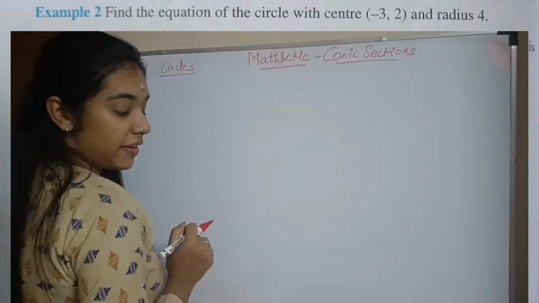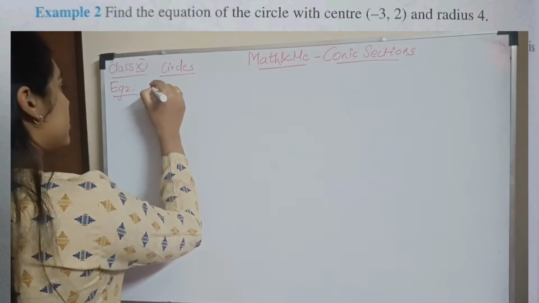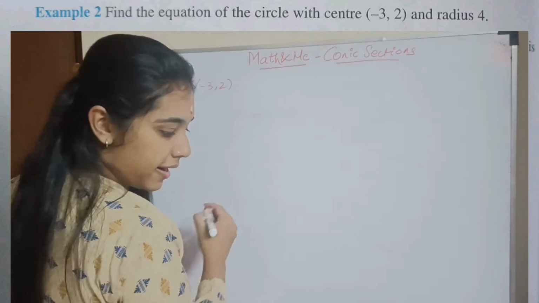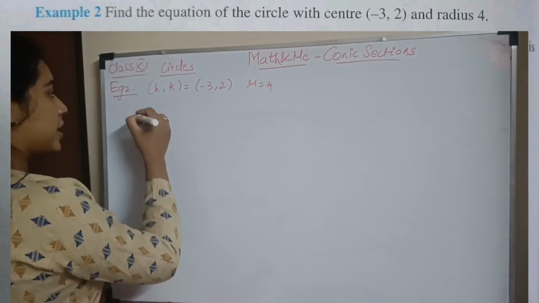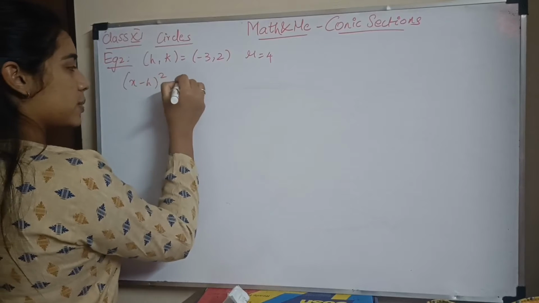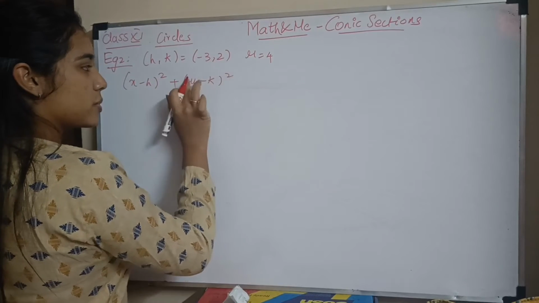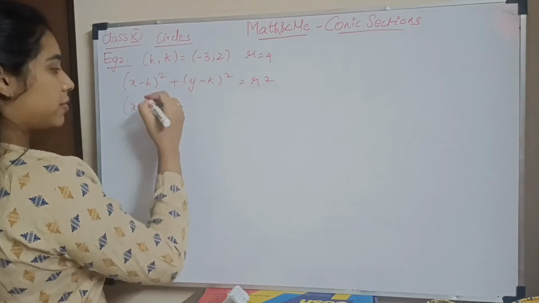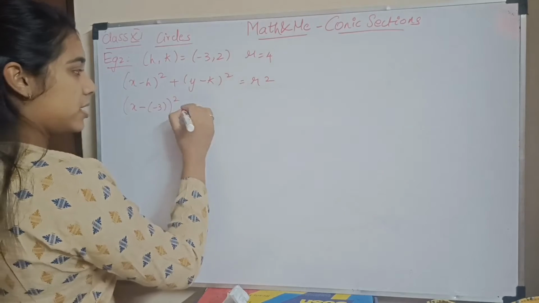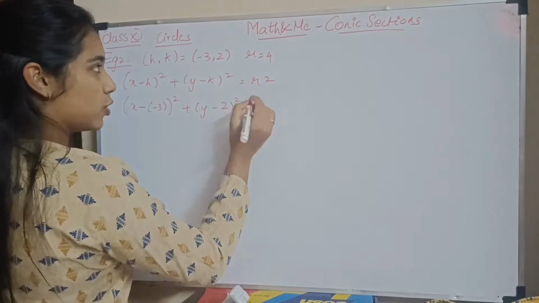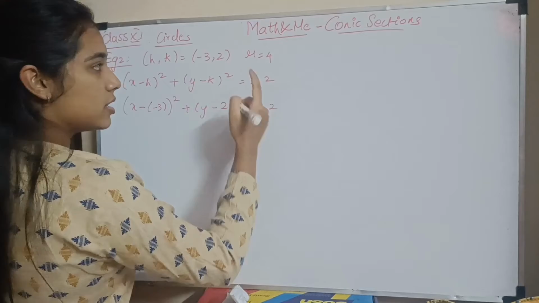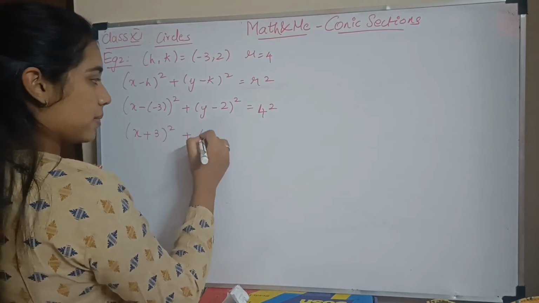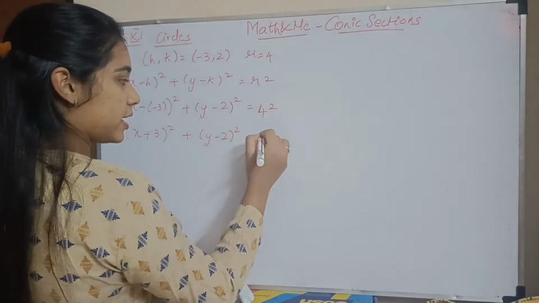Example 2: find the equation of a circle with center h, k as minus 3, 2 and radius 4. What is your equation? (x minus h) the whole square plus (y minus k) the whole square equals r square. So what do I have? (x minus of minus 3) the whole square plus (y minus 2) the whole square equals 4 square. So I have (x plus 3) the whole square plus (y minus 2) the whole square equals 16.